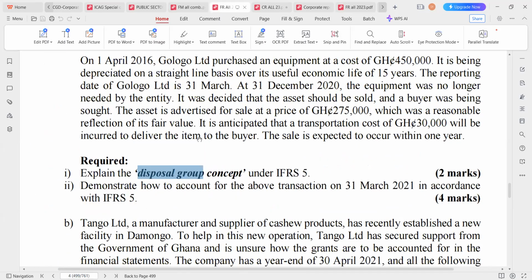Explain the disposal group concept under IFRS 5. This is what they can ask you to do. I'm done.